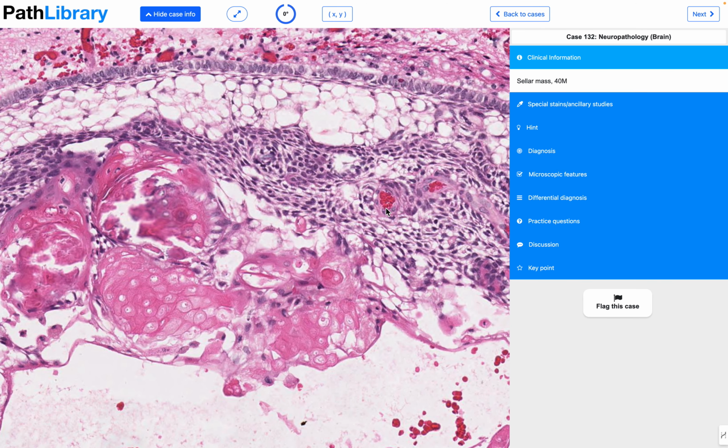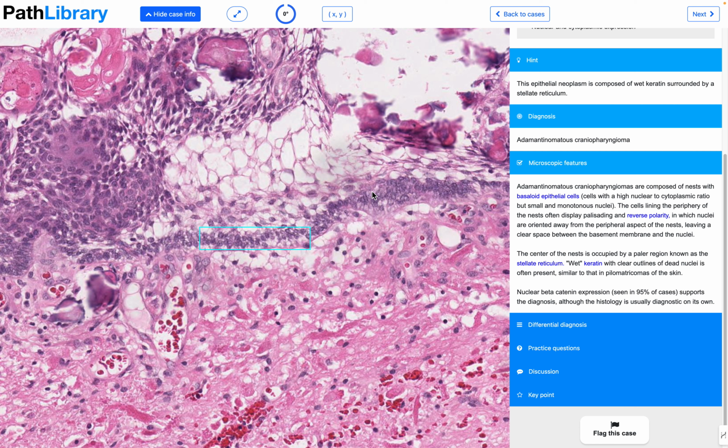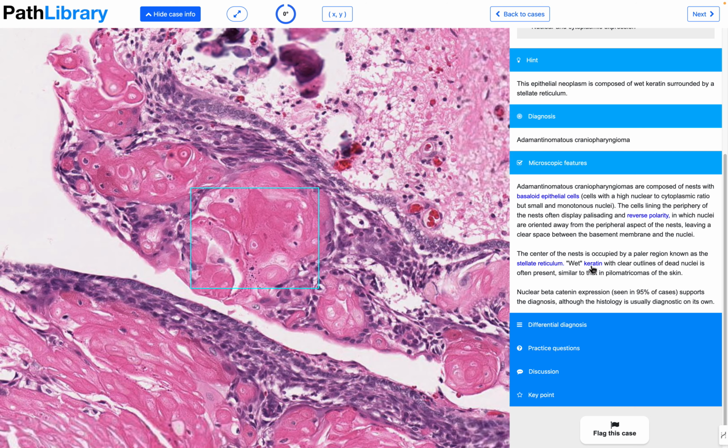So adamantinomatous craniopharyngioma. As I was saying, you'll see these basaloid epithelial cells, some basal palisading and reverse polarity, in which nuclei are oriented away from the peripheral aspect of the nest, as we can see here. You see the stellate reticulum and wet keratin.